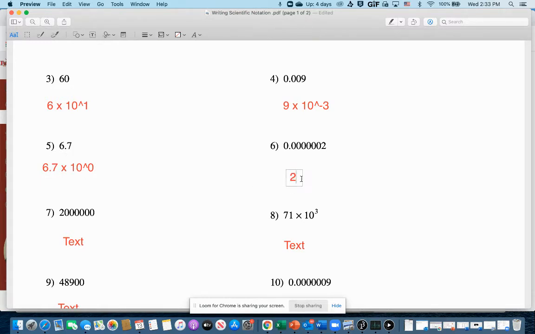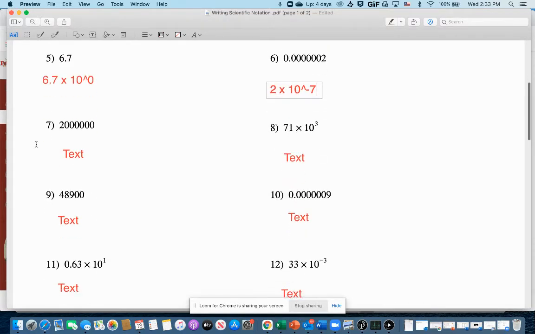Here, this is going to be 2, right? Times 10 to the, how many times do I need to move it? 1, 2, 3, 4, 5, 6 gets me behind the 2. 7, and that is smaller than 1, so that's going to be negative 7 right there. Okay, this one is 2 times 10 to the power of, and I count how many times I need to move this decimal here. 1, 2, 3, 4, 5, and 6.